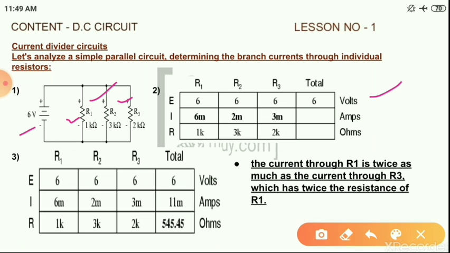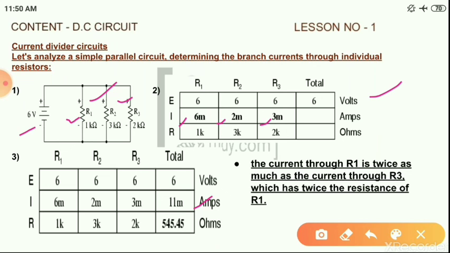the current for R1 will be 6 milliampere for 1 kilo ohm resistance, and for R2 3 kilo ohm resistance the current will be 2 milliampere, and for R3 of 2 kilo ohm resistance the current will be 3 milliampere. The summation of total current is 11 milliampere, which is shown in chart number 3.